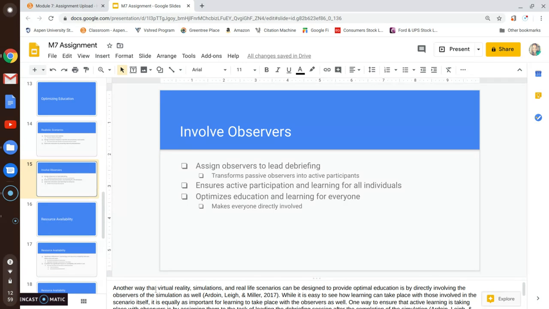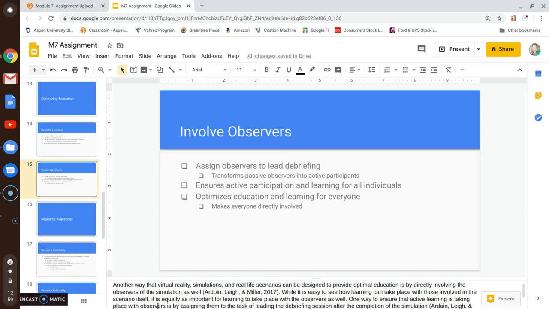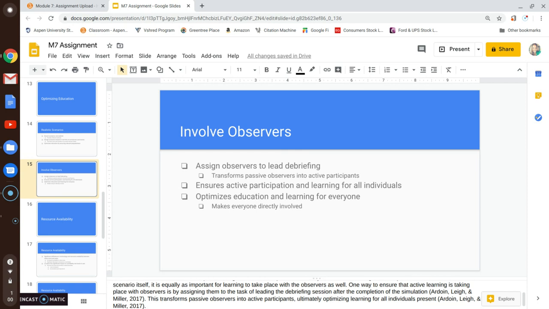Another way that virtual reality simulations and real-life scenarios can be designed to provide optimal education is by directly involving the observers of the simulation as well. While it is easy to see how learning can take place with those involved in the scenario itself, it is equally as important for learning to take place with the observers as well. One way to ensure that active learning is taking place with observers is by assigning them to the task of leading the debriefing session after the completion of the simulation. This transforms passive observers into active participants, ultimately optimizing learning for all individuals present.